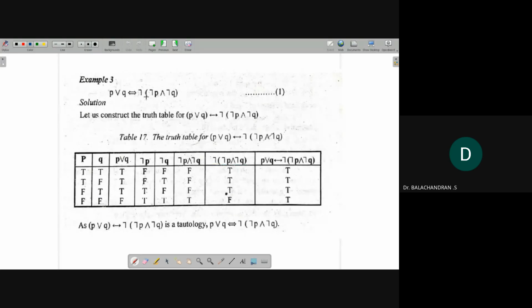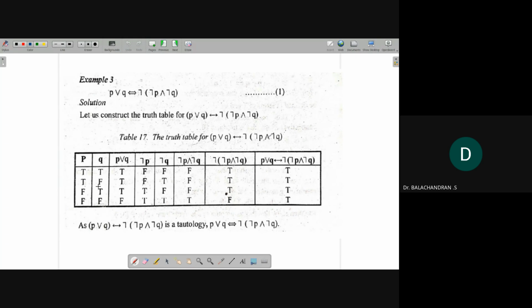So the first problem in this case: P or Q is equivalent to negation of negation P and negation Q. To prove these two are equivalent, I need to prove the first expression P or Q biconditional negation of negation P and negation Q is a tautology. So you need P, Q, P or Q, and then negation P, negation Q, negation P and negation Q, and negation of this quantity, and then finally you should write the whole expression.